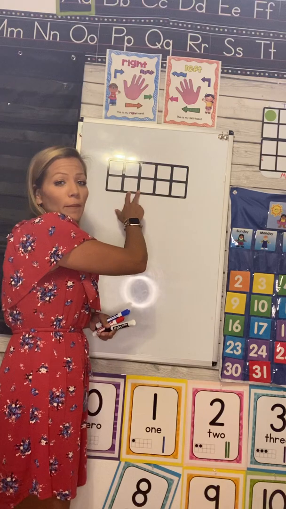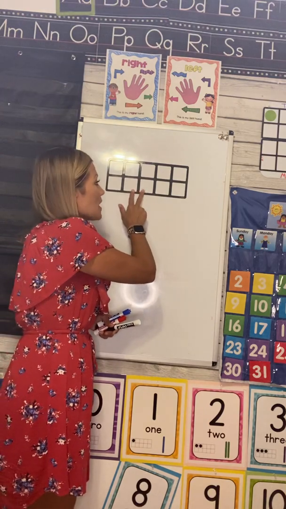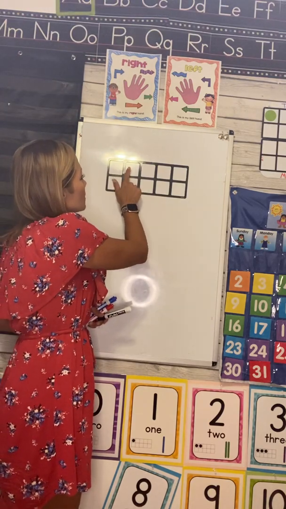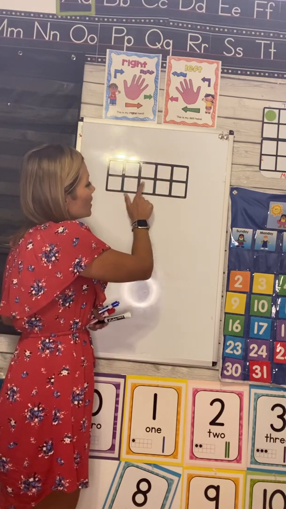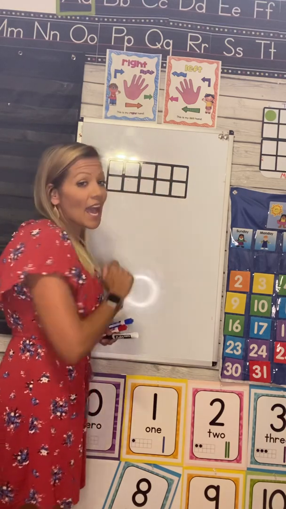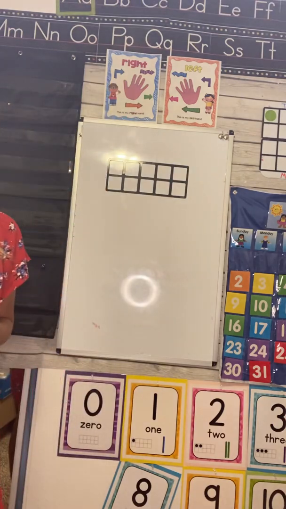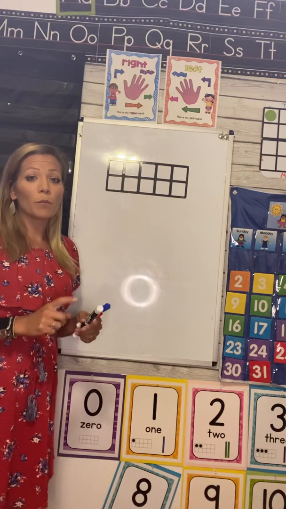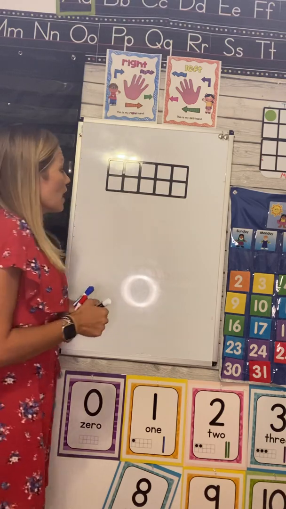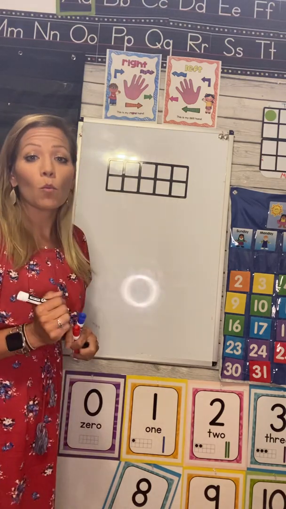We spoke a little bit about a 10 frame on Friday, and it has 1, 2, 3, 4, 5, 6, 7, 8, 9, 10 empty boxes in a 10 frame. Now our 10 frame will help us count. We will put our numbers in there. For now, we're going to start with the number 1.